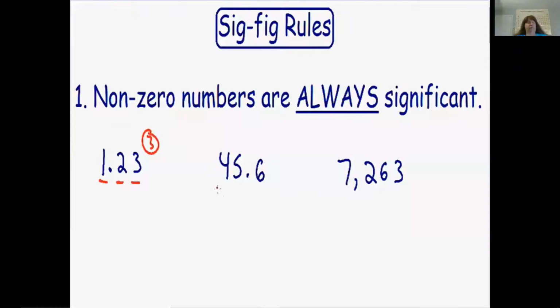And the same idea for the number 45.6. All 3 of the digits in 45.6 are non-zero numbers. So we know that this has 3 significant figures. I think you get the idea by now. The number 7,263 has all non-zero digits. So all 4 digits are significant. So we have 4 significant digits. So I think we spent enough time for rule number 1. Now let's go over rule number 2.